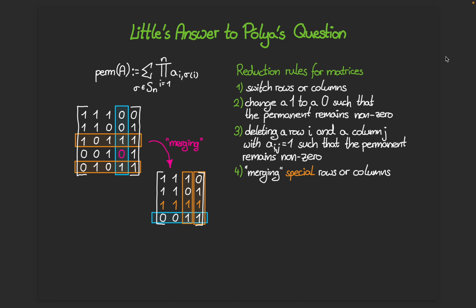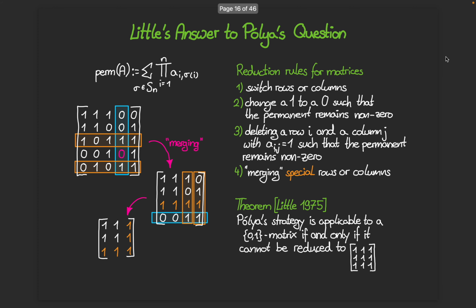The same is true for columns. I have two columns here. They're again made special now by a row that only has its non-zero entries in these two columns. I can merge the columns and get this all-one matrix. And this is exactly the theorem of Little. He said that a Polya strategy of changing some ones into minus ones is applicable to a 0,1 matrix if and only if it cannot be reduced to this all-one 3 by 3 matrix that we just saw.